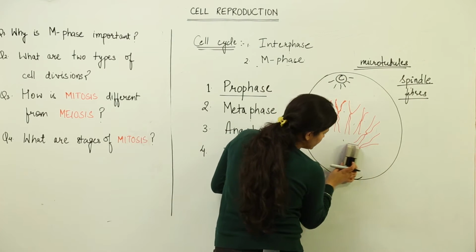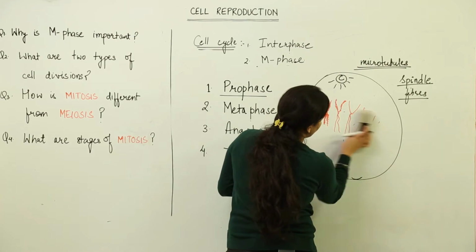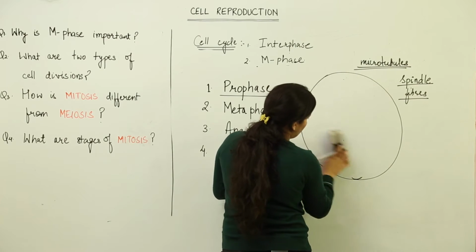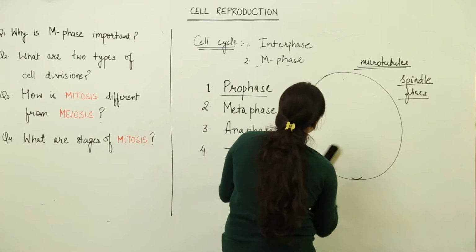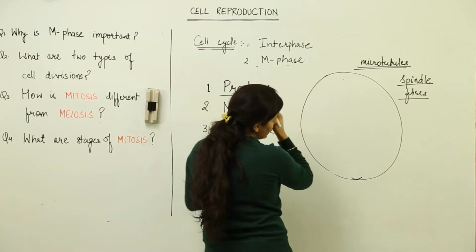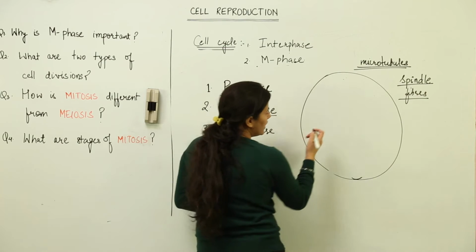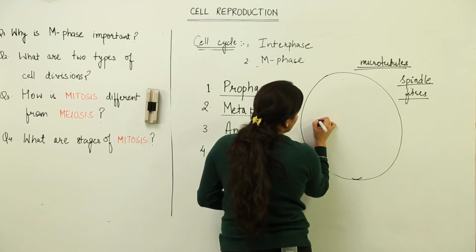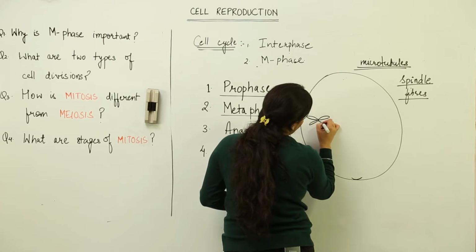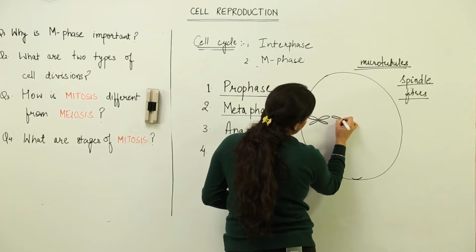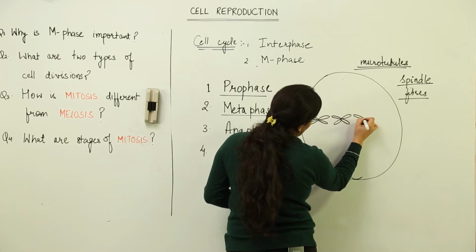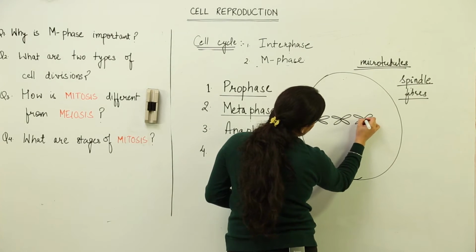Now what happens in the next stage is that these are completely condensed. The stage where you and I, when we are looking under a microscope, can see clearly the chromosomes is known as metaphase. What happens in metaphase is that all the chromosomes, whichever are present inside the cell, arrange themselves in the center with the help of spindles.